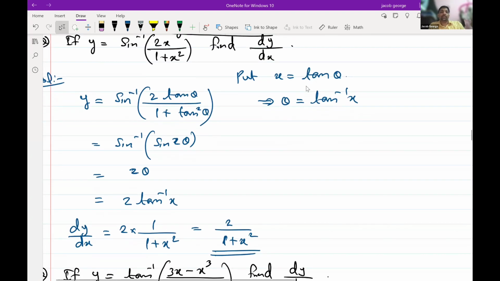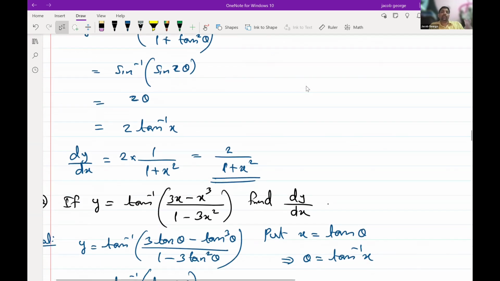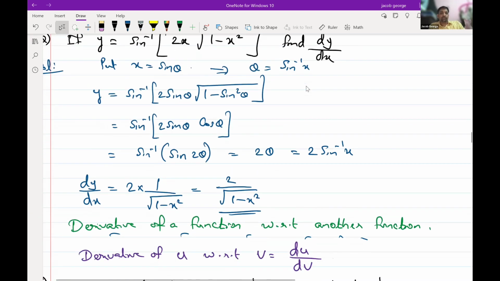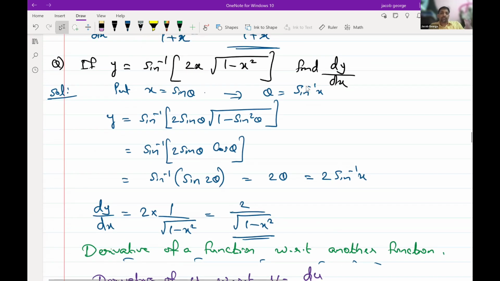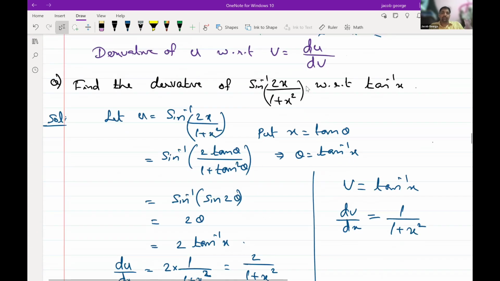2x by 1 plus x square, x is tan theta is enough. So 2 tan theta by 1 plus tan square theta gives sine 2 theta, then we can cancel out. And here, this is also a direct question, x is sine theta is enough. But different types of questions are there.